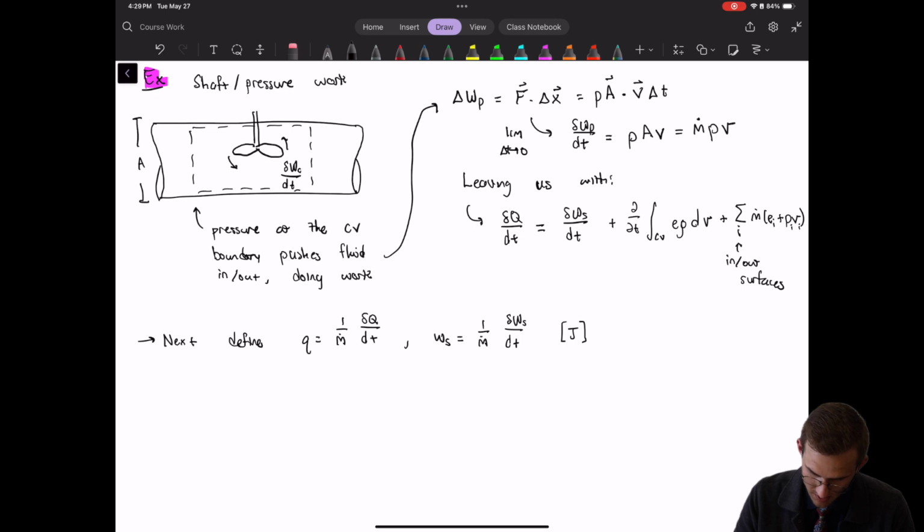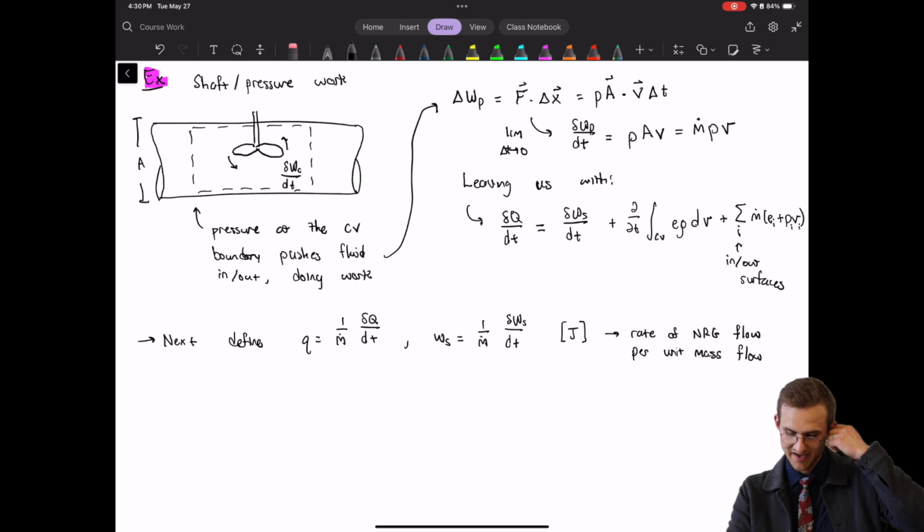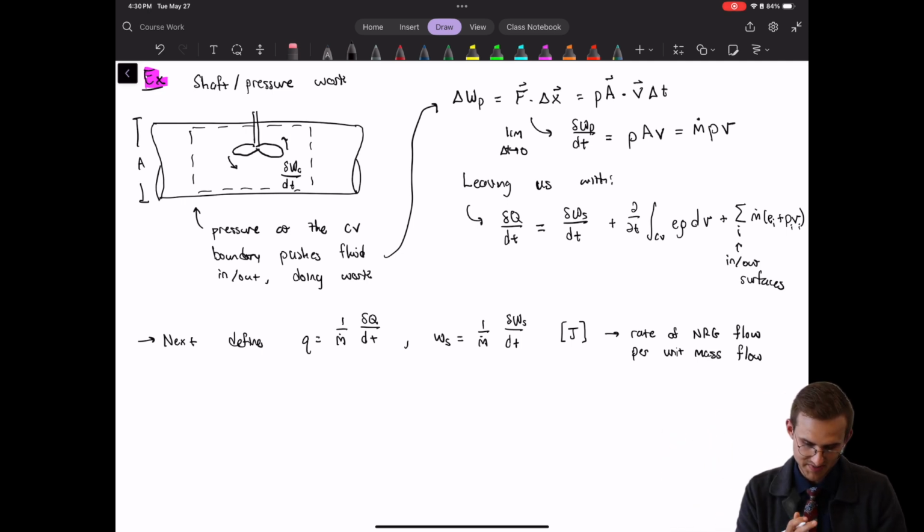In words, it's the rate of energy flow per unit mass flow. Okay, so it's basically just energy transferred per unit mass. It's the rate of energy flow per mass flow, but it's just energy transferred per mass.